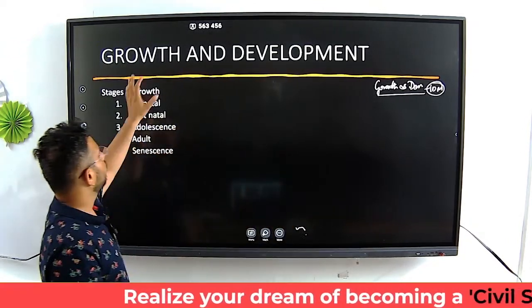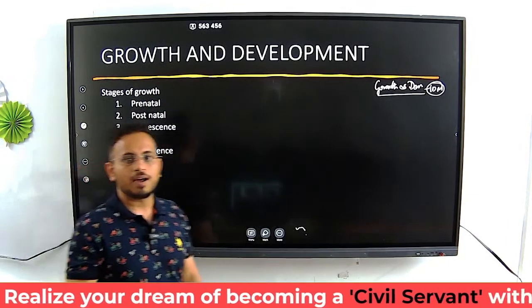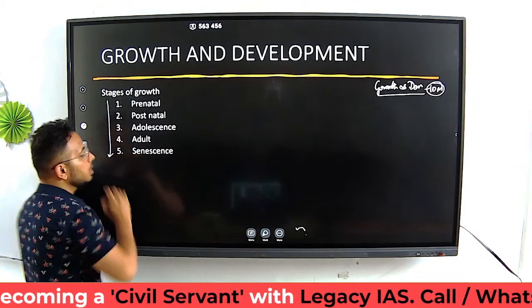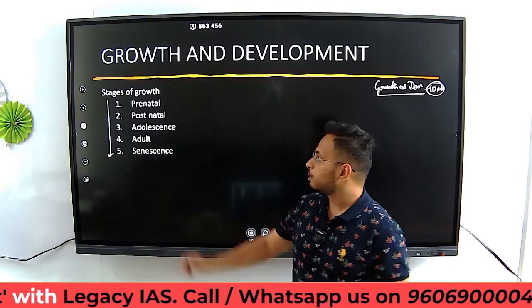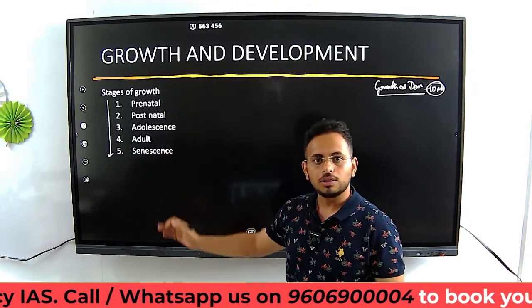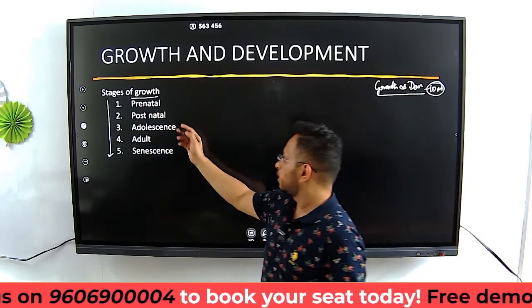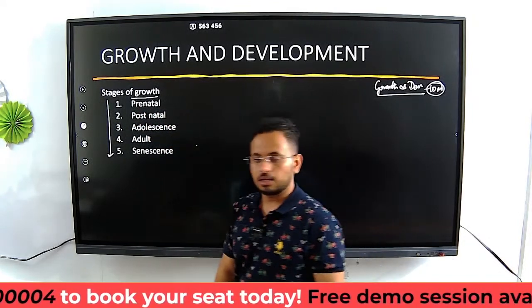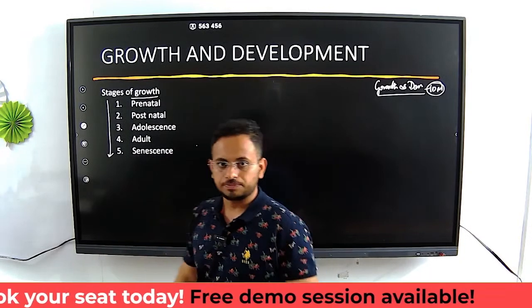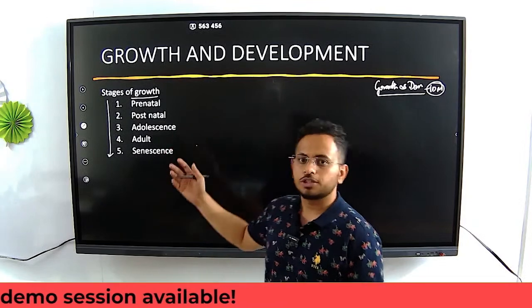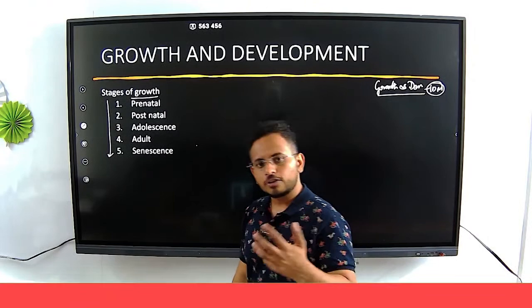When we talk about growth and development, the first thing that you will have to know is the stages of growth. See, these points should be very well on your fingertips. You should be in a position to give the time period for all these. The stages of growth of a human being have been classified into these 5 parts. So there can be a 20-mark question where UPSC can ask you, list down the stages of growth and explain any two, for a 20 marker or for a 15 marker.